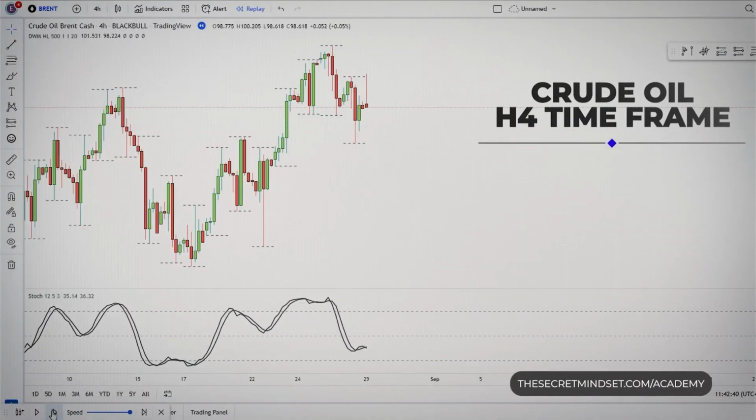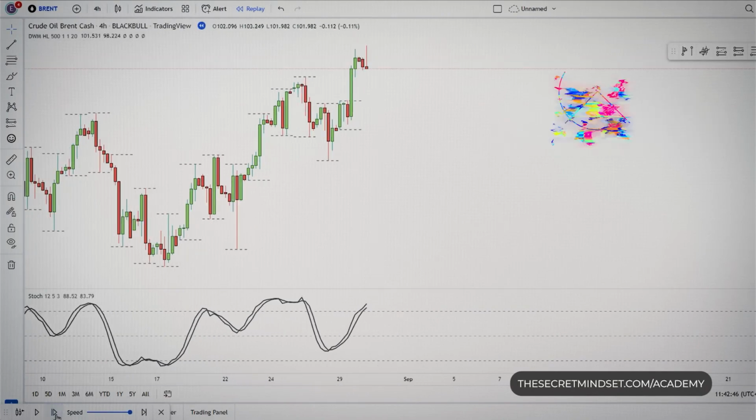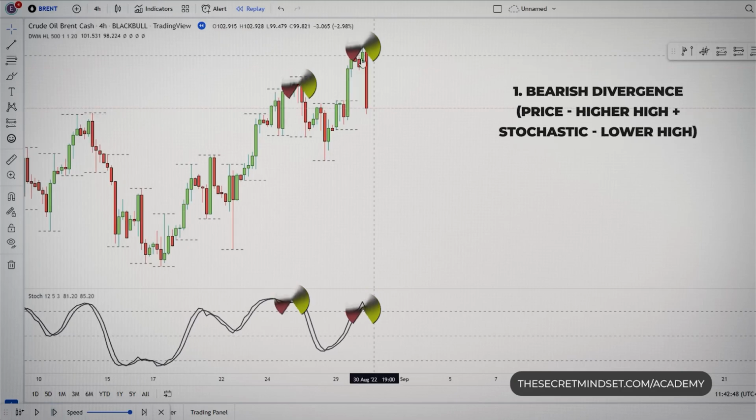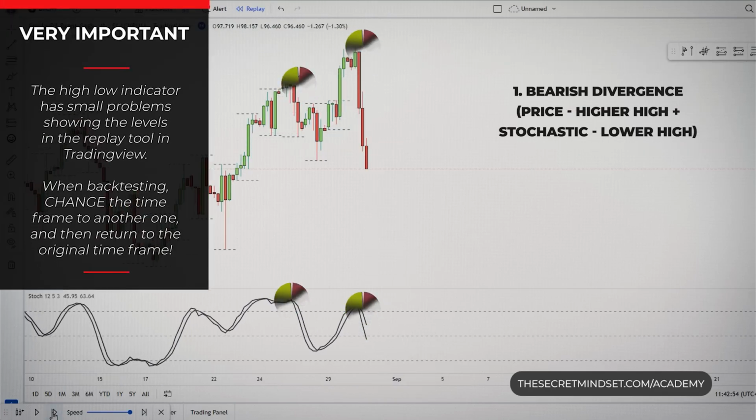This is crude oil, and the same for our time frame. After a 3-wave uptrend, I spot a possible bearish divergence. The indicator and price action are out of sync, so it means that something might be happening.